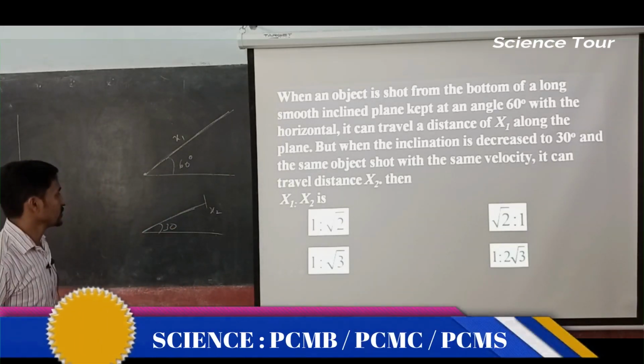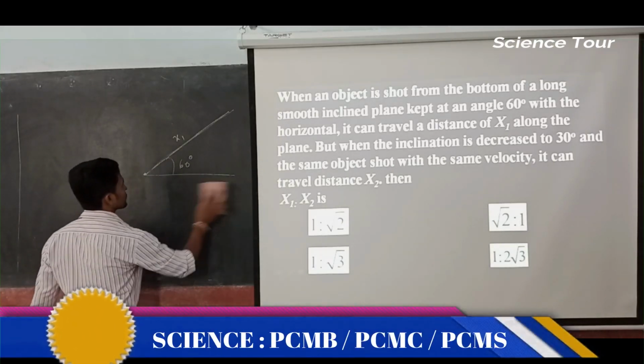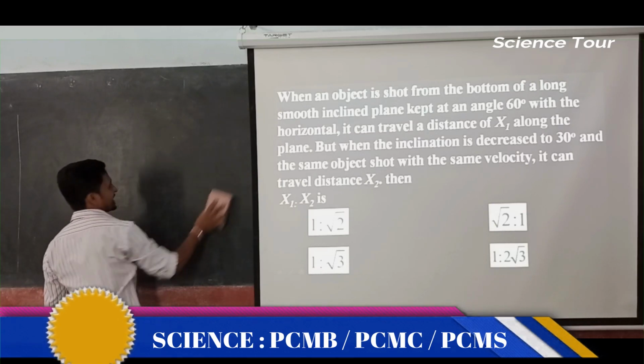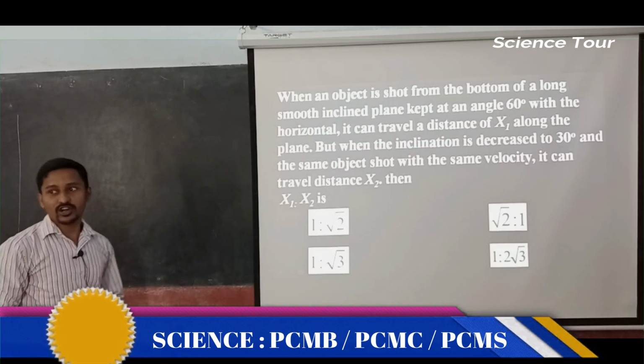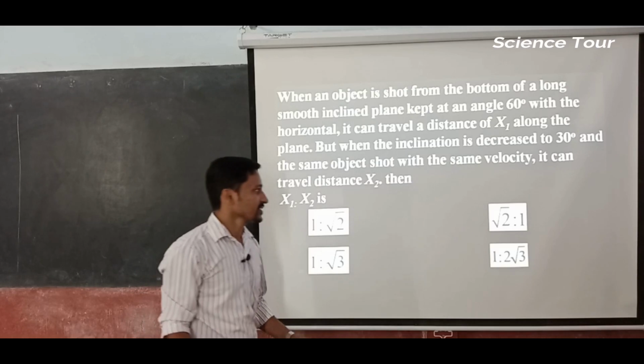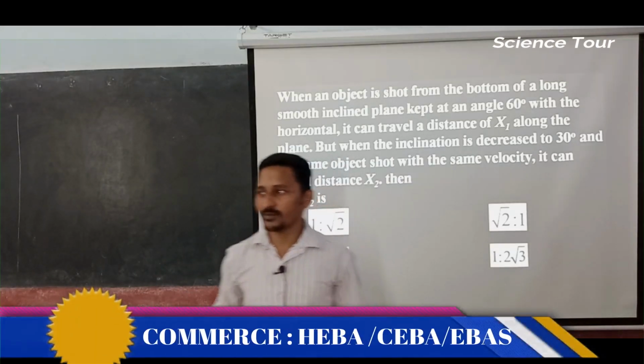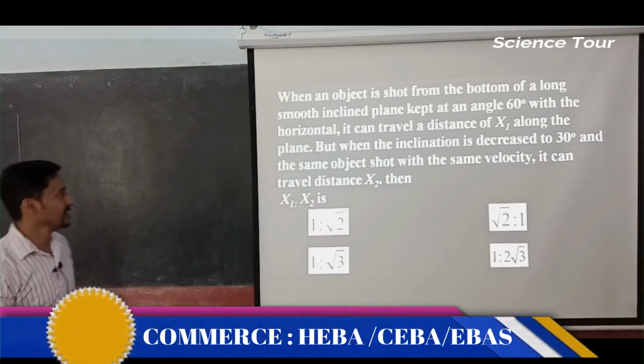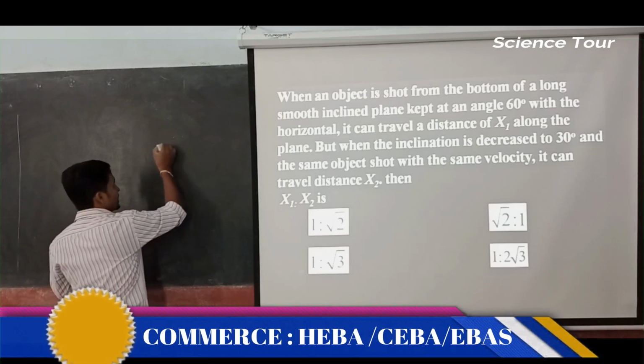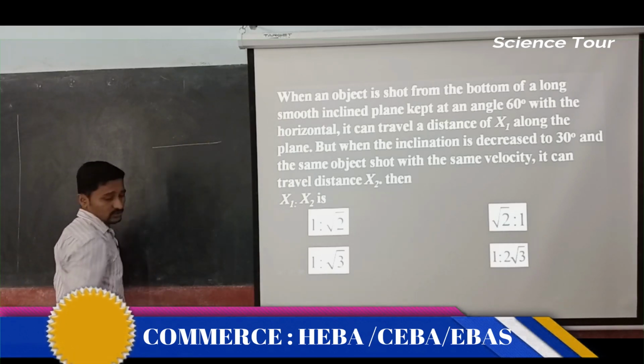Then x1 divided by x2. What does x1 divided by x2 mean? It is the motion in a straight line chapter, right? And which concept are we going to use here? You have to find the distance. The object is going to stop at the end. That is nothing but the stopping distance, right? Okay, x1 and x2 you have to find out.